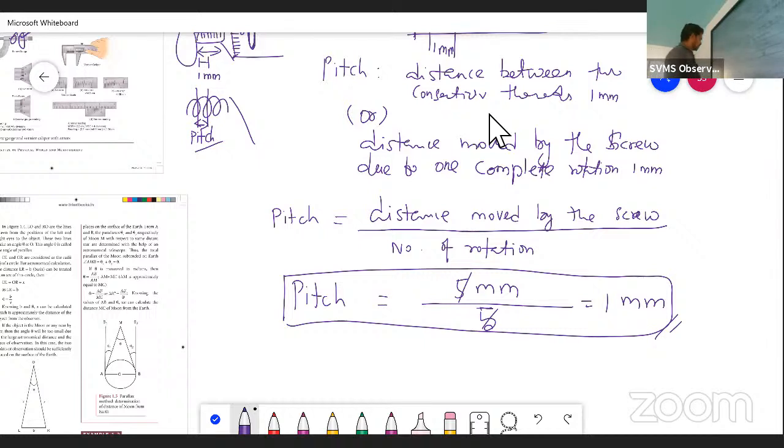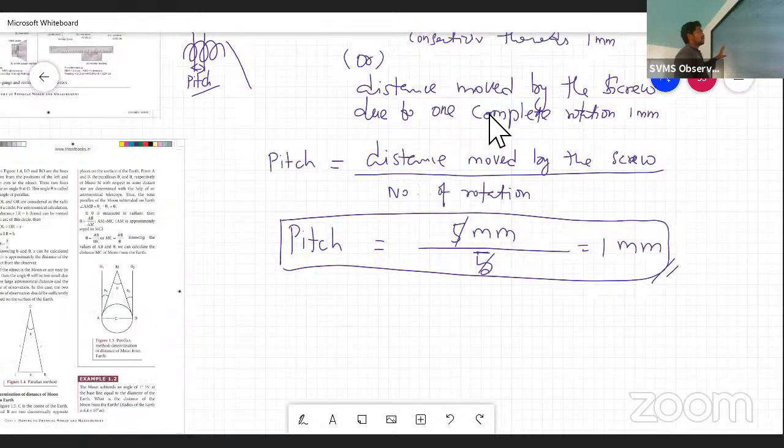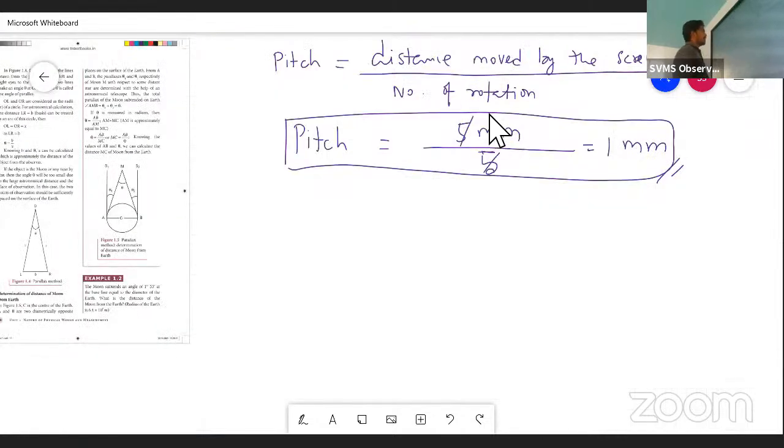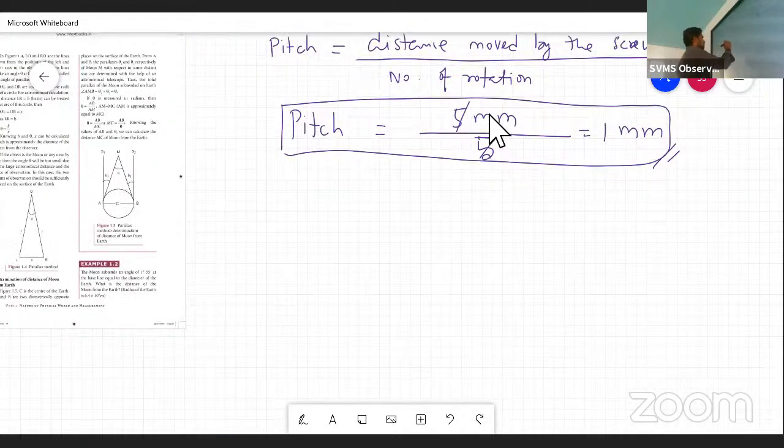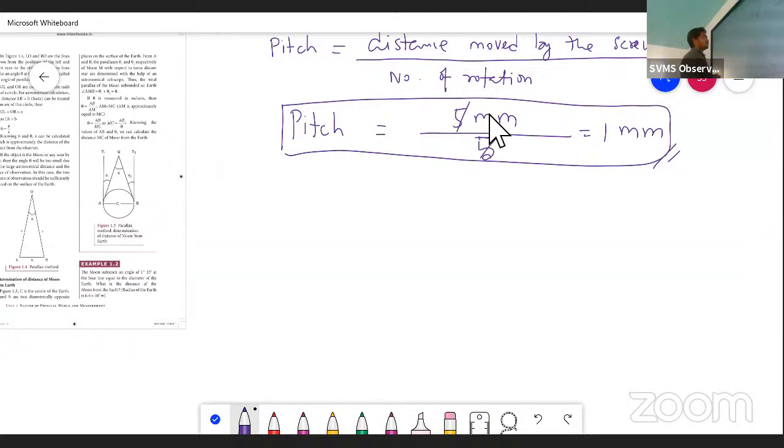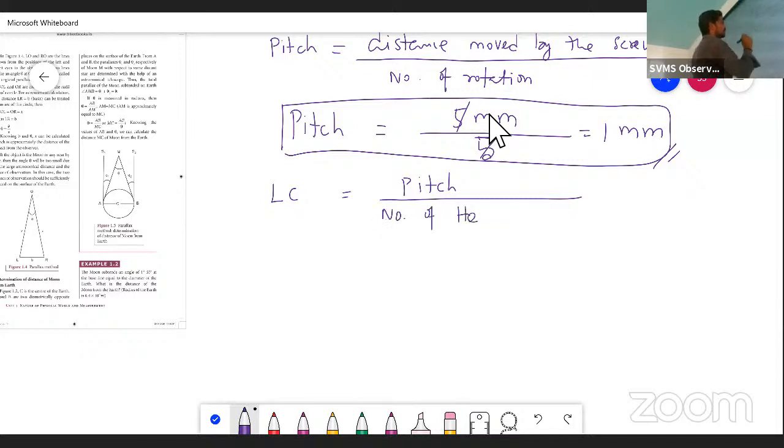And next, I want to calculate the least count of the screw gauge. What is the least count? Least count means the least value the screw gauge can measure. The symbol is LC. What is the formula? Least count is equal to pitch divided by the number of head scale divisions.